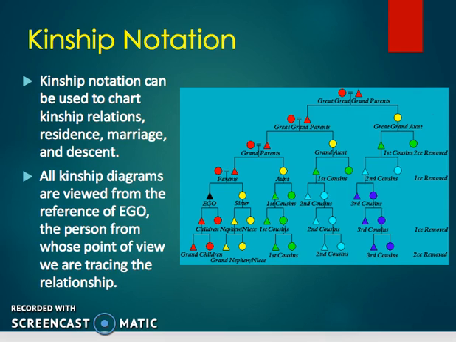All kinship diagrams are viewed from the reference of ego, the person from whose point of view we are tracing the relationship.